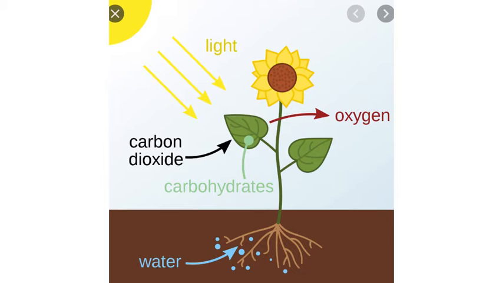Photosynthesis is when a plant takes in light and carbon dioxide along with water, and then it produces oxygen that we breathe all the time. Why don't you take a deep breath?